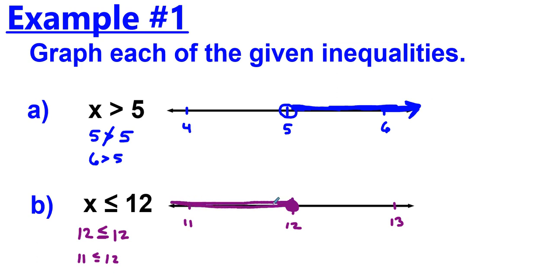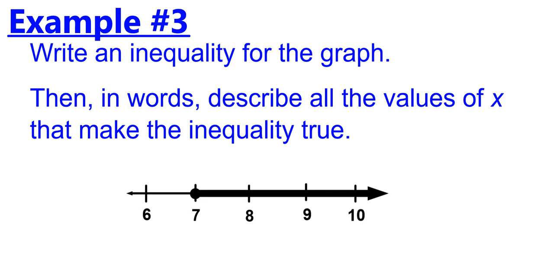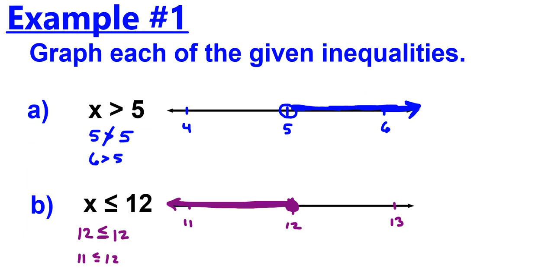All these values to the left are less than or equal to 12. All to the left, they're less than, and on this point, it's equal to. To the right, these are not less than or equal to 12. All right, this jump from example 1 to example 3, I accidentally combined these two and I didn't change my numbers. Give me just 1 second to change these up.